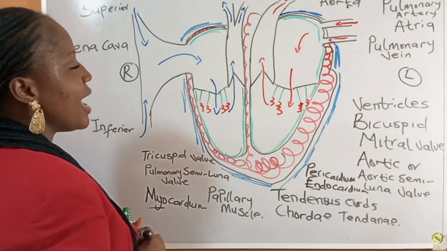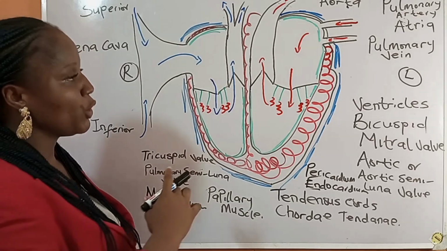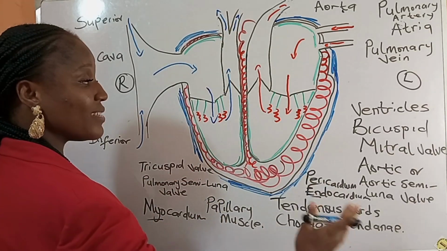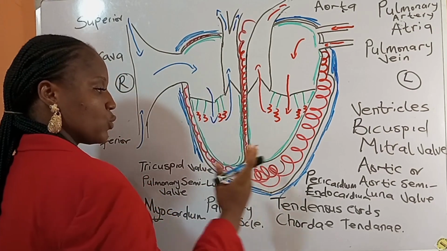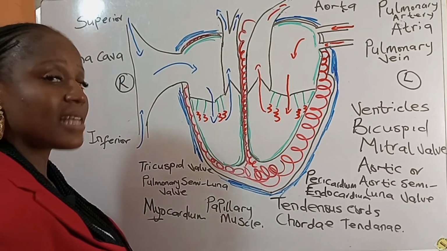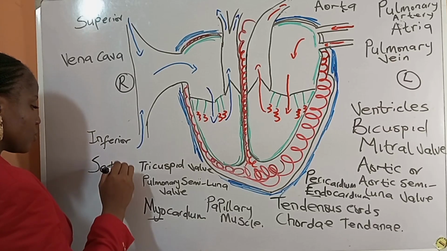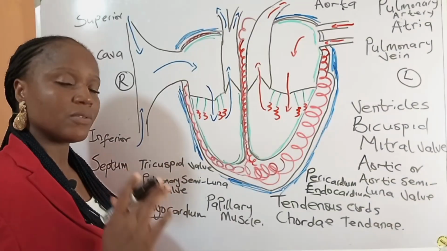And finally, I need you to take a good look at this diagram. You see that the heart is divided into two, the left and the right, and the muscle which divides the heart into two is known as the septum. So that brings us to the end of today's lesson.